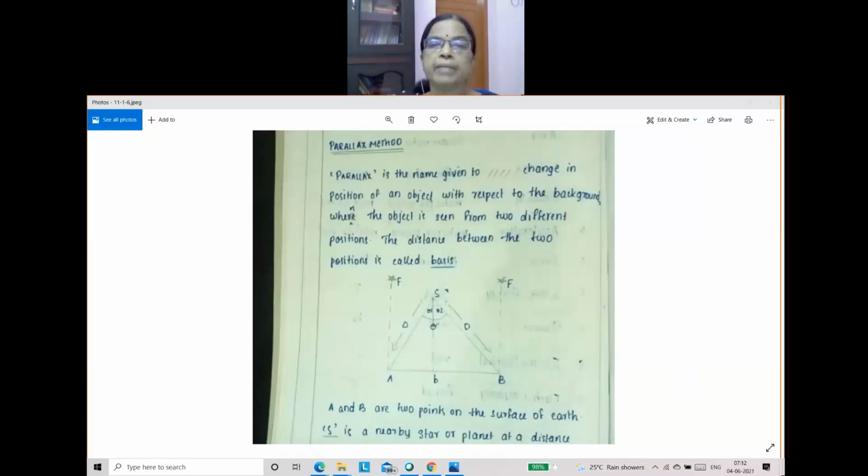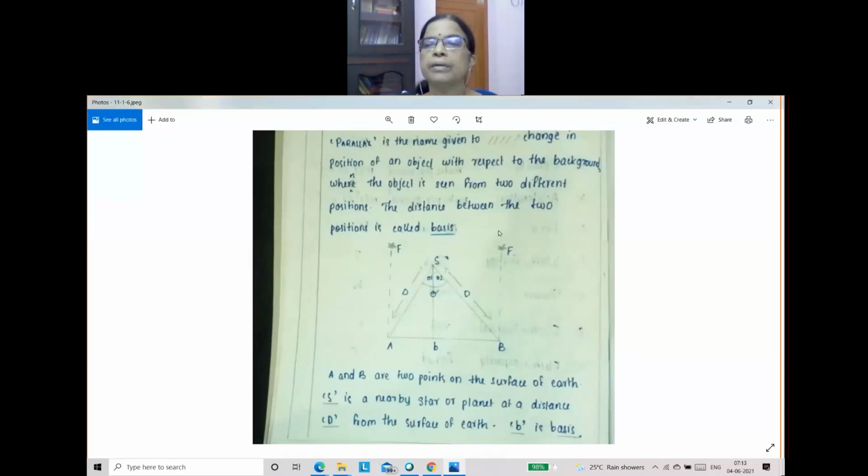Parallax is the name given to the change in the position of an object with respect to the background when the object is seen from two different positions. That is what I told. The distance between the two positions is called the basis. That means the distance between the eye positions, the distance between the two eyes, is called the basis.